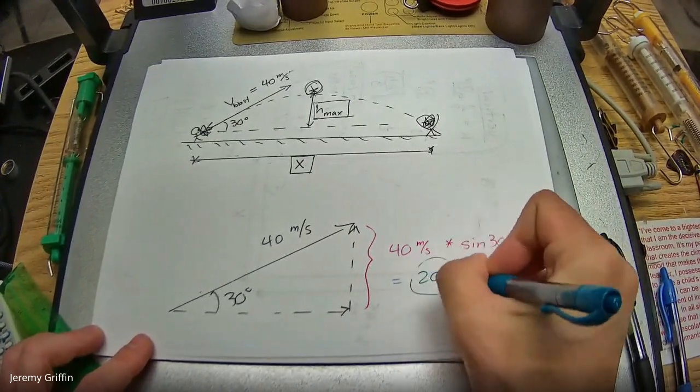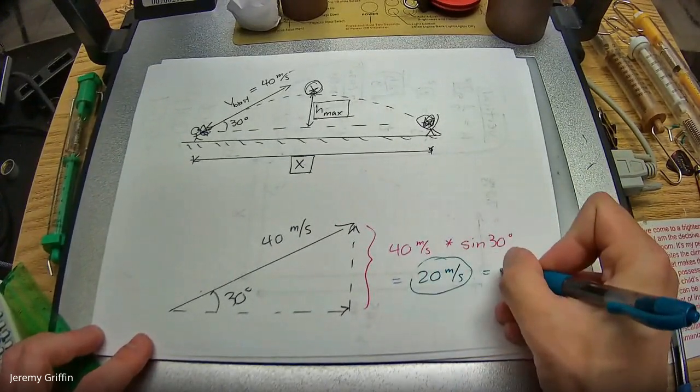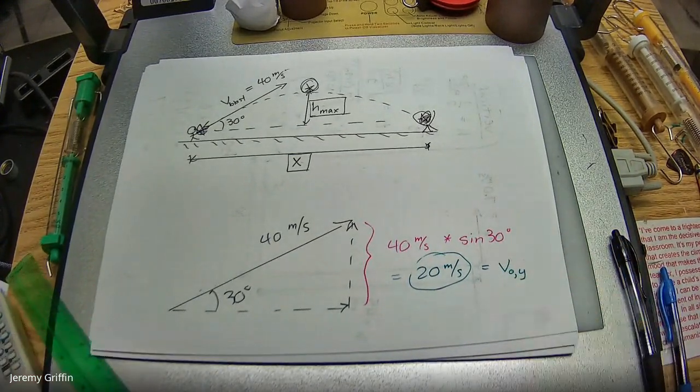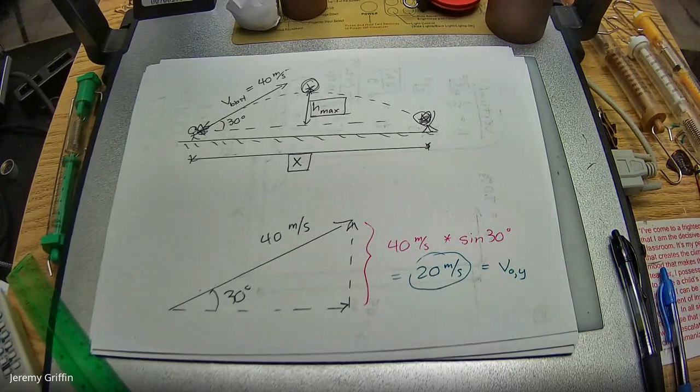Okay. 20 meters per second, remember what that represents? That represents initial velocity in the y direction, which immediately starts slowing down because gravity pulls down. Okay. So that's going to change.